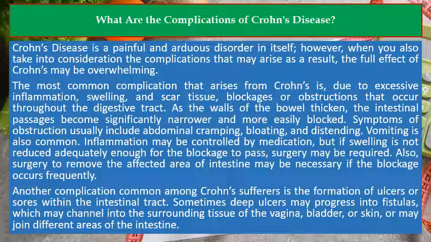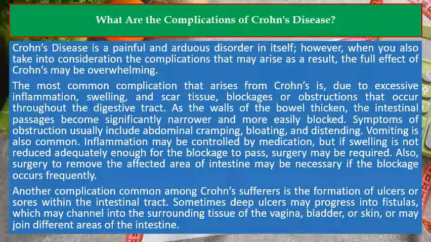blockages or obstructions that occur throughout the digestive tract. As the walls of the bowel thicken, the intestinal passages become significantly narrower and more easily blocked. Symptoms of obstruction usually include abdominal cramping, bloating, and distending. Vomiting is also common. Inflammation may be controlled by medication, but if swelling is not reduced adequately enough for the blockage to pass, surgery may be required. Also, surgery to remove the affected area of intestine may be necessary if the blockage occurs frequently.